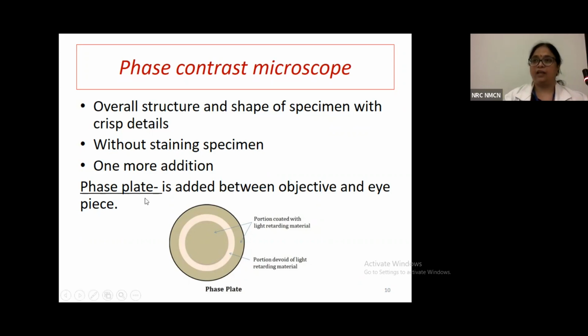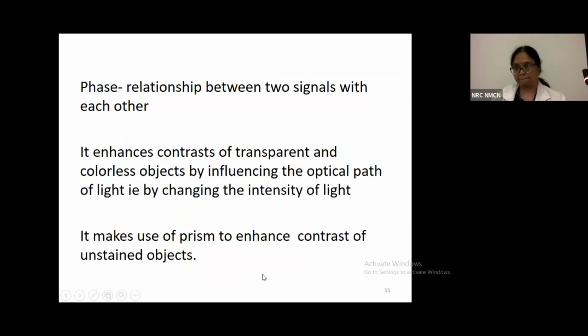phase plate. Apart from the dark plate which has been added below the condenser, we add a phase plate. This phase plate is added between the objective and the eyepiece. This phase plate is like a circular thing which has two portions. One portion is coated with light retarding material and the other portion is coated with light unretarded material.